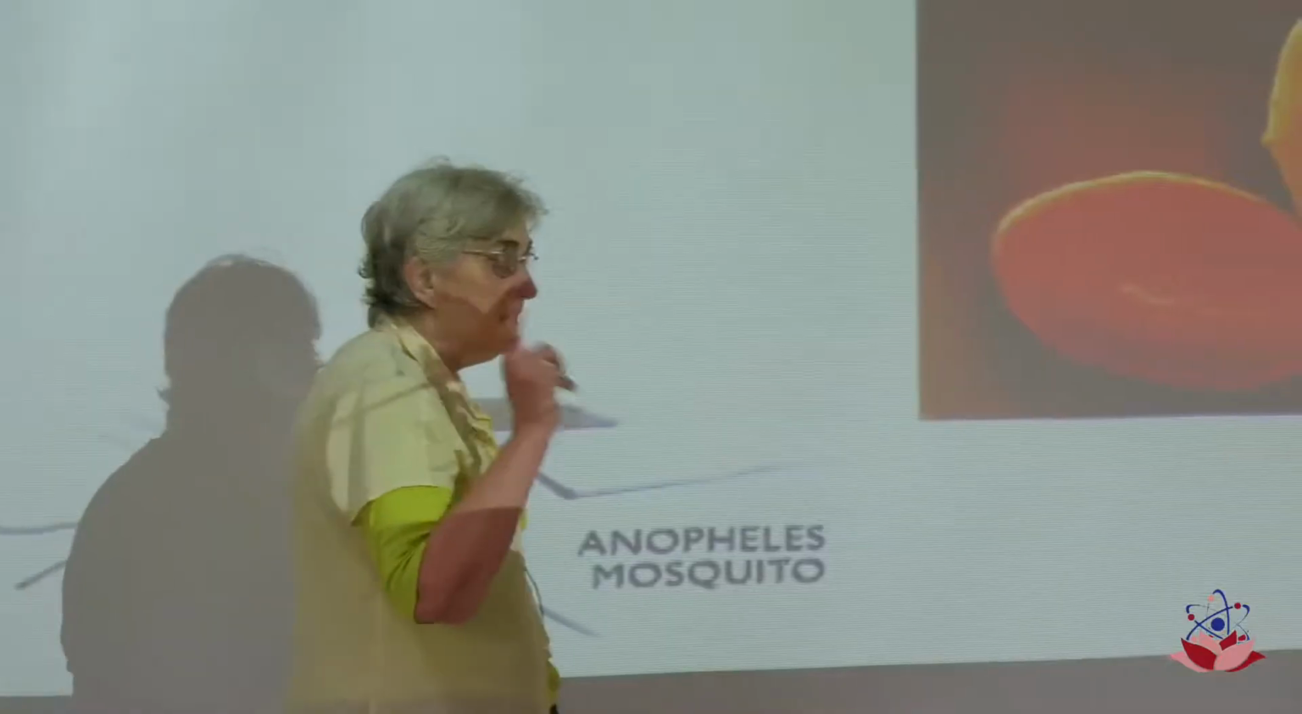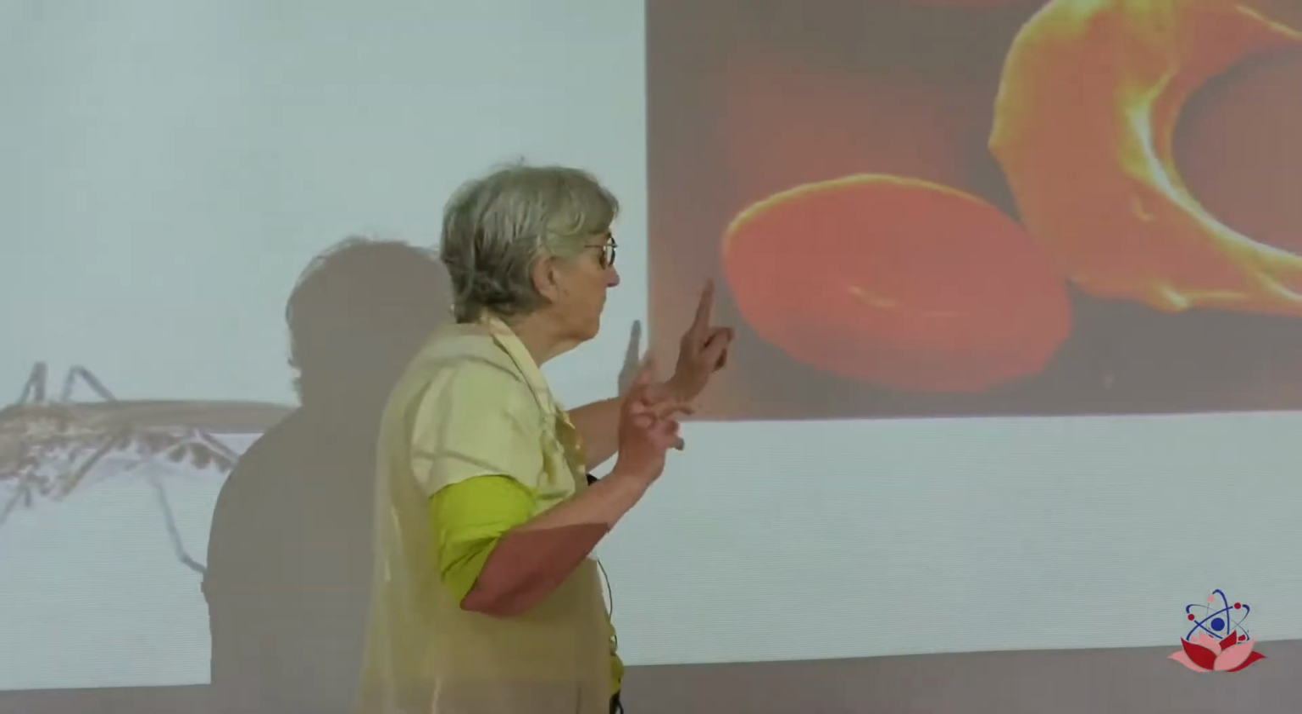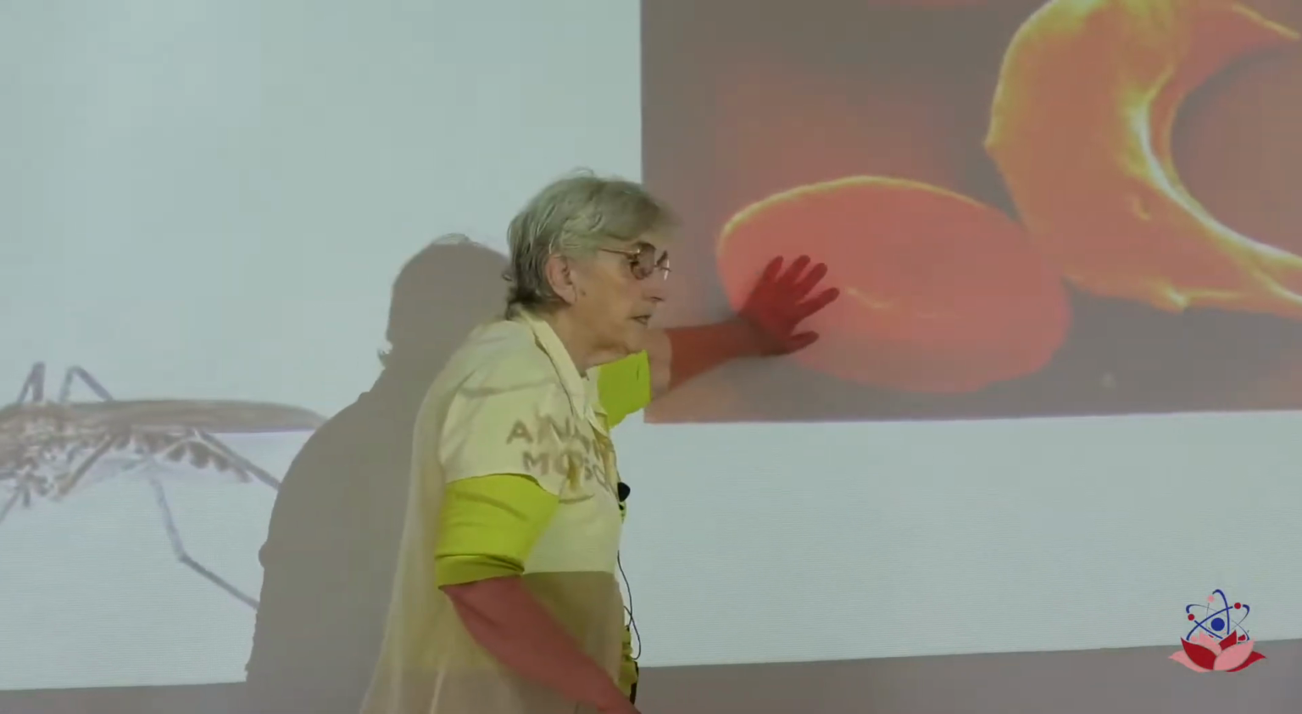However, if you have one sickle and one normal kind of hemoglobin, you can be completely normal.